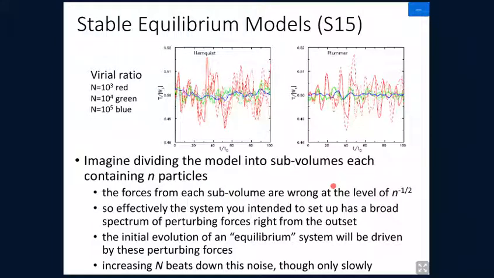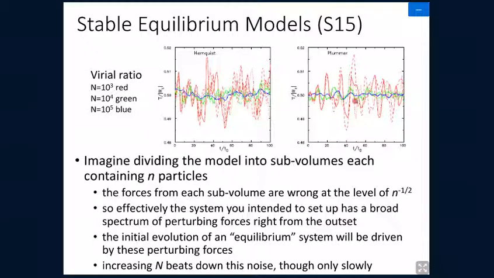And effectively what you're doing is you're seeding your initial equilibrium model with a spectrum of density fluctuations, the perturbing forces right from the start, which come from the distribution of the finite number of particles. And what's happening in these simulations that I'm illustrating here is that the system is responding to the forces that come from these density fluctuations and causing it to oscillate in this way, in a non-periodic way, and that will be driving the evolution of your system that you thought you had set up as in equilibrium.